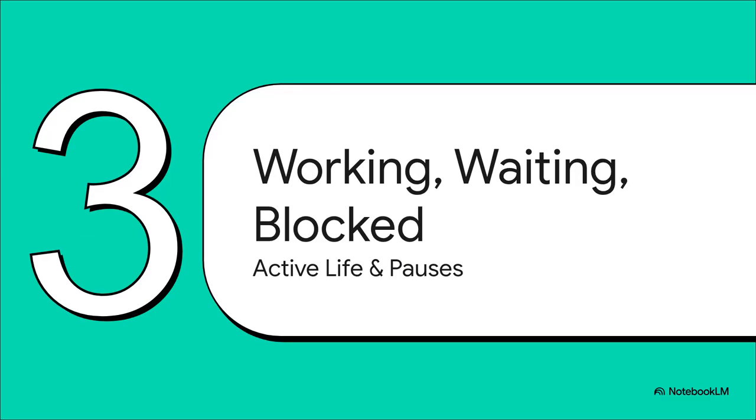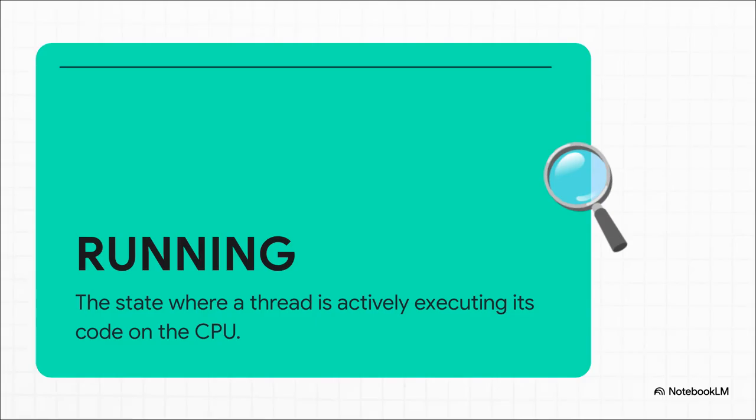Now we're getting into the real meat and potatoes of a thread's life. This is where all the action happens, where the work actually gets done. But it's also where our little worker might need to take a scheduled break or get stuck waiting for something. When the scheduler finally points to our thread and says, "You're up," it moves from runnable to running. This is the state we've been waiting for. The code inside that thread's run method is now actively executing. Our worker has their hands on the machine and is finally actually doing their job.